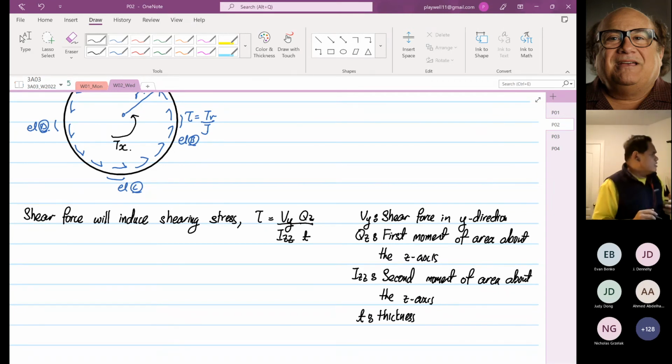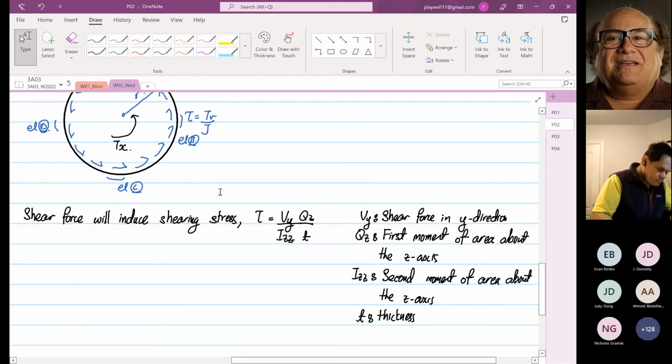I know you guys have done a bit on it. Have you all done shearing stress? Can someone tell me yes or no? Anyone? You guys have seen the formula before? Hello? I got no response. Oh God, that's no good.